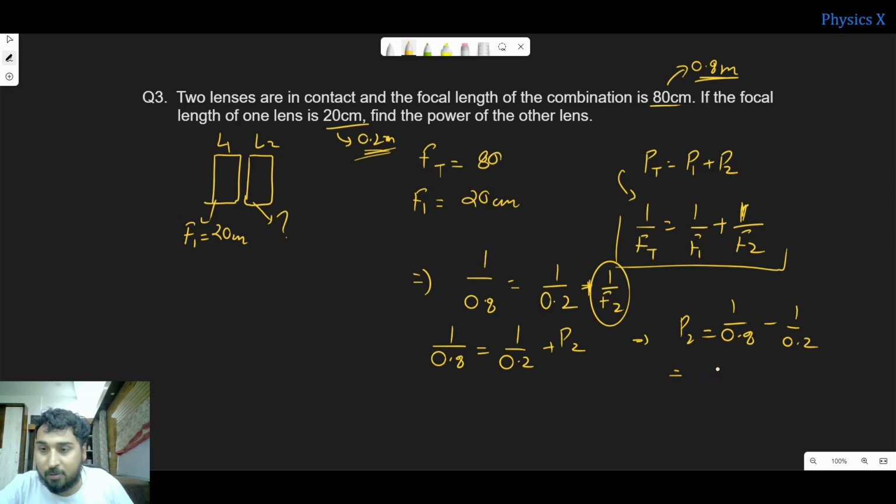So if you calculate this, you will be getting 0.2 minus 0.8, that means minus 0.6, by 0.16, right? So this will be 6 upon 60 upon 16, right? 60 upon 16, because you will multiply with 100 in the numerator and 10 in the denominator to get rid of this point. So 60 upon 16. So this is equal to what?